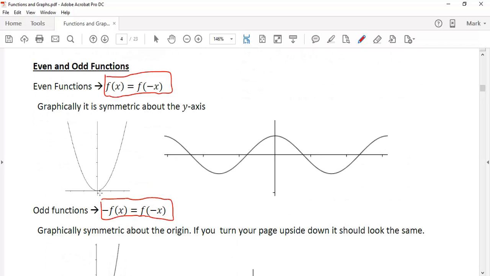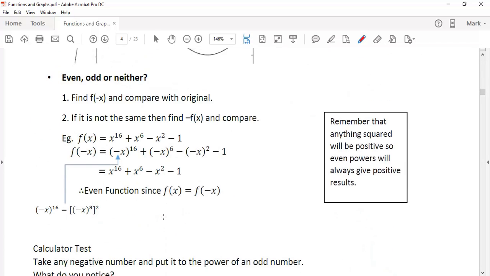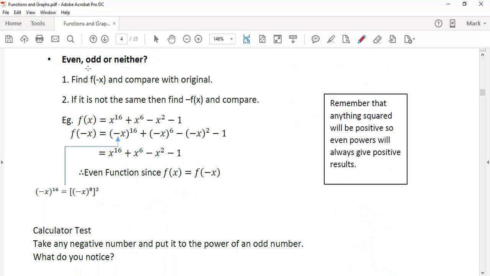If you look at the rules, they both have f(-x) in common. So when you're proving these, always find f(-x) first and compare it with the original. If it's the same as the original, that means it's even. If it's not the same, then you find -f(x) and compare it. If it's the same, it's odd. But if it's not, then it means it's neither.